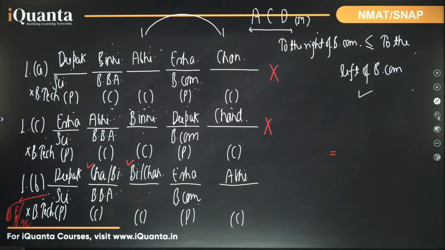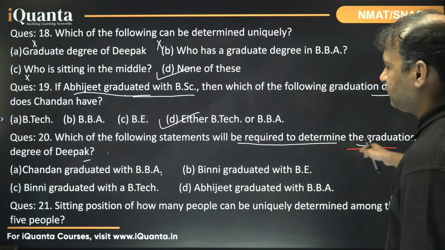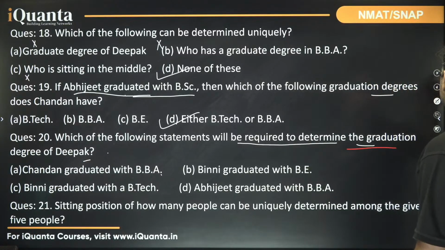Guys, write me in the chat if this is not clear. Option A is not sufficient to get the answer of the question. The question is, what is the graduate degree of Deepak, right? So option A is not sufficient.